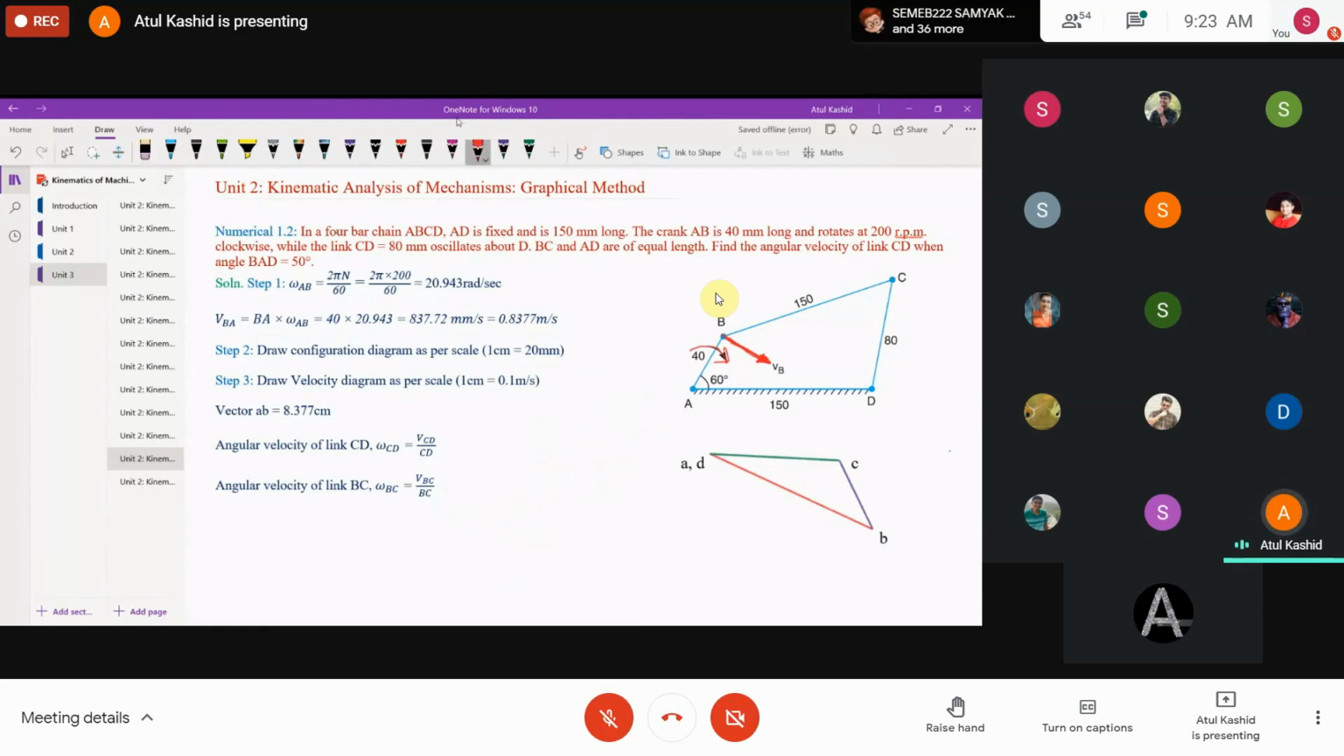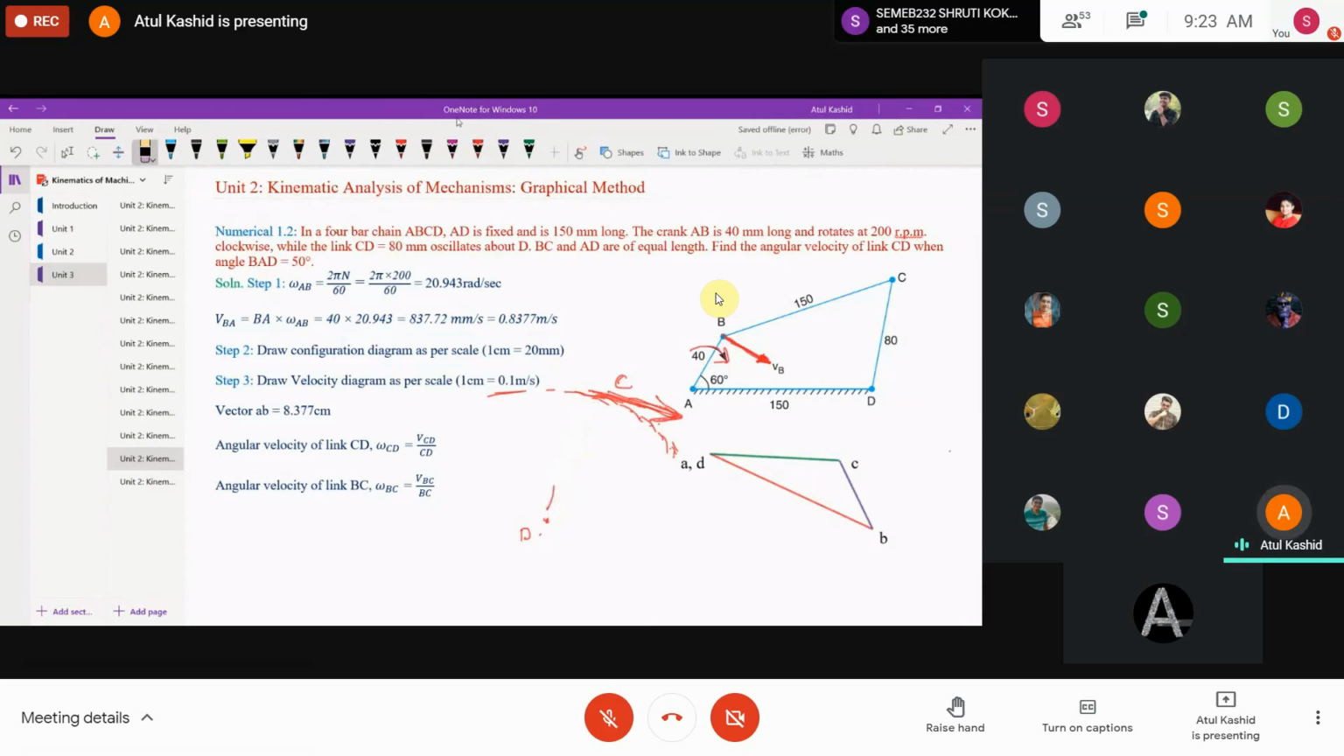Then we will see the link CD again, right? Now CD also we can see is rotating about some fixed point. So we have a point D over here which is fixed, and this point C is going to oscillate, because this link CD is called the oscillator. And we know its velocity will be perpendicular to the link, right? So this is your link CD. The velocity will be perpendicular to the link.